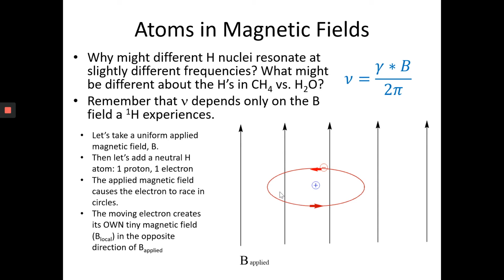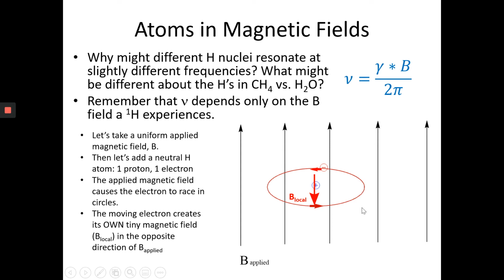It induces that field, and that little magnetic field created by the electron is always opposite the direction of the applied magnetic field. And we call that little tiny field that's generated by that electron zipping around B local. So B applied is the main magnetic field that is created by the external magnet that we're using. And B local is a much smaller magnetic field in the opposite direction that's created by electrons as they spin around in that magnetic field.